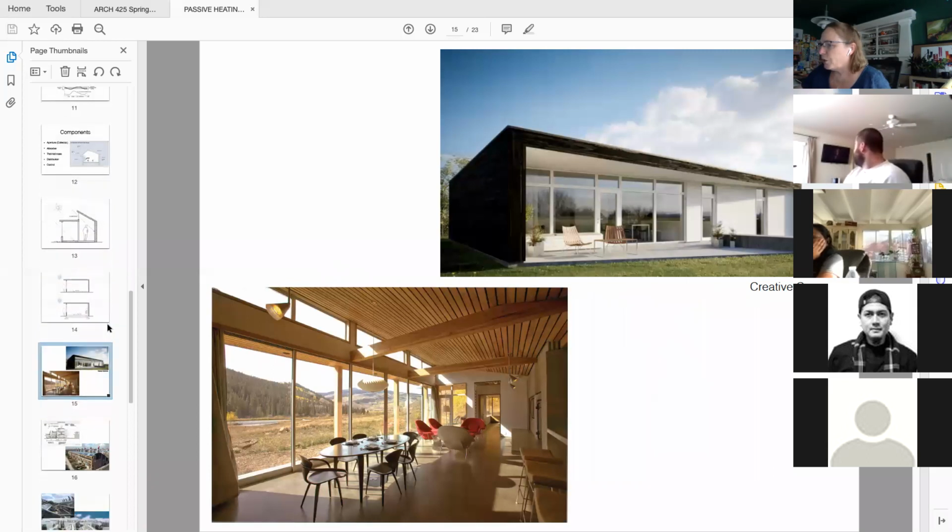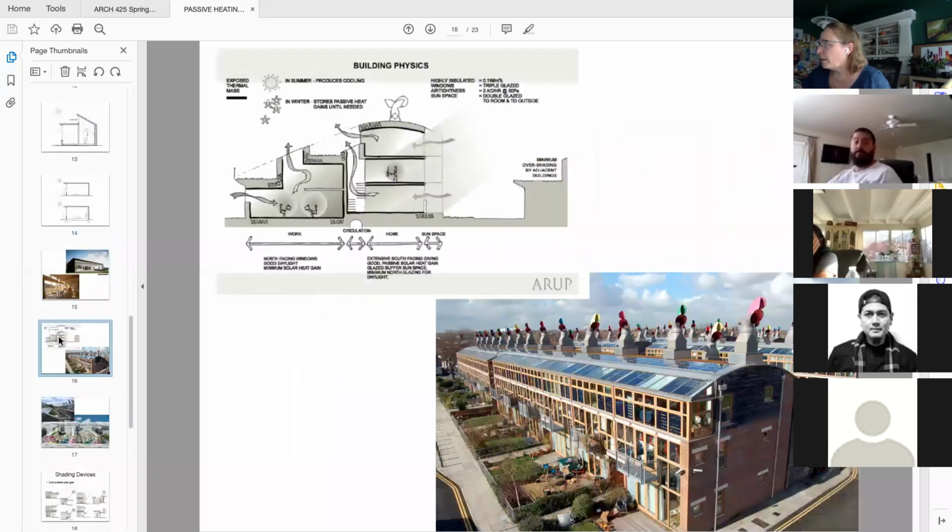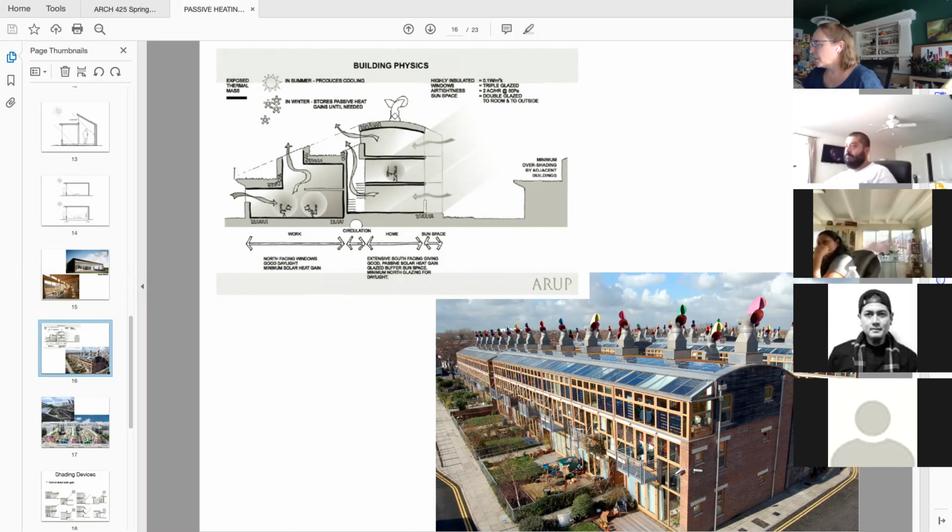Two different interpretations, and now this is one of the examples out of the book, and I think this is a really neat project. It's a little funky looking. They're doing a lot of different things here, but one of their components for this project is passive heating for the spaces on the south side of the project. This section, this is the south side here. In this section, it's on the right-hand side.